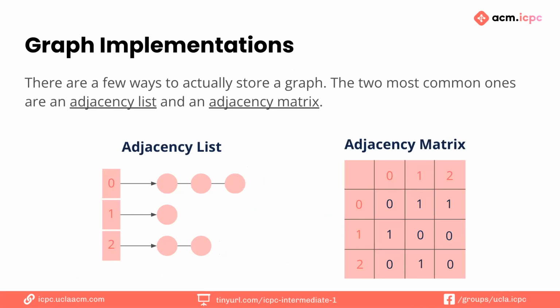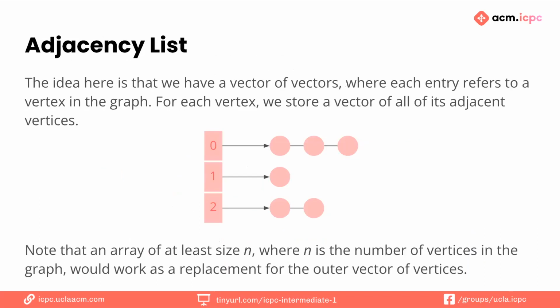The 2 main ways are with adjacency lists and adjacency matrices. So let's talk about each of these a little bit more in depth. With an adjacency list, the idea is that we have a vector of vectors or an array of vectors where each entry in our array/vector, our outermost layer, refers to a certain vertex in the graph. So this is representative of a graph with 3 vertices, for example, 0, 1, and 2. And for each one, we put a vector in that slot in the array to represent all of the nodes that are adjacent to that vertex.